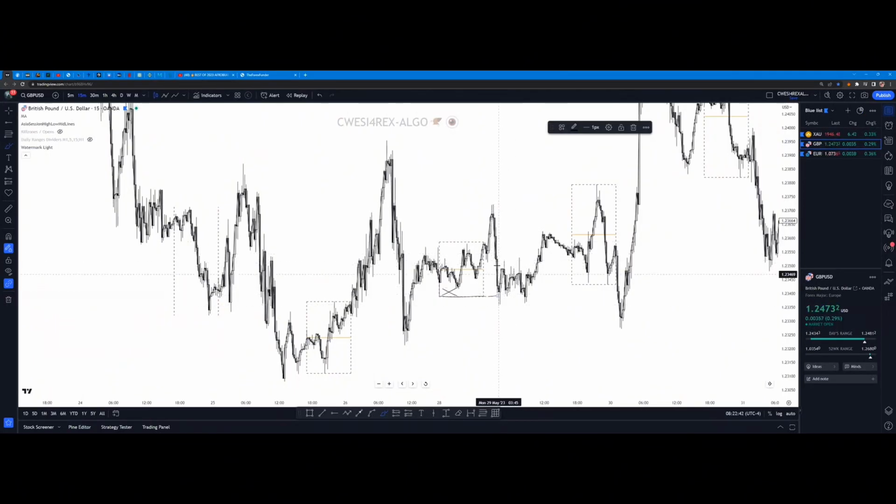So over here you can see we have price manipulating this Asia low, right? So I forgot one formation. Okay, one formation.